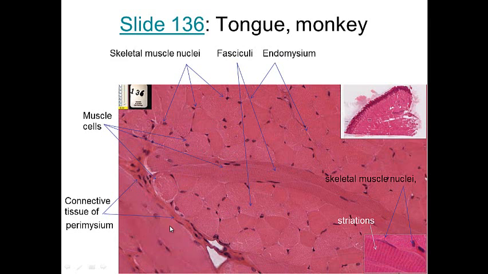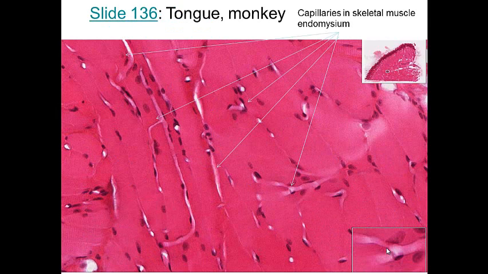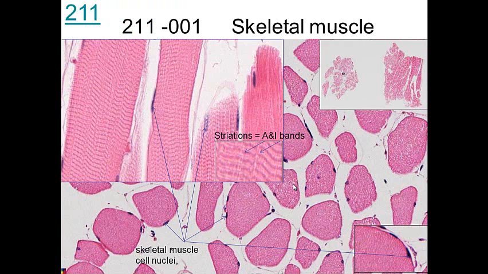connective tissue of the perimysium that we see, and indeed the nuclei on the periphery, and it's striated with light and dark bands, the A band being the dark band. If we look here in between these muscle cells and the endomysium, we can see capillaries. These are endothelial cells of capillaries. You can see the capillaries branching as they go through there. These are individual muscle cells, and you can see in the endomysium capillaries that are feeding these cells.